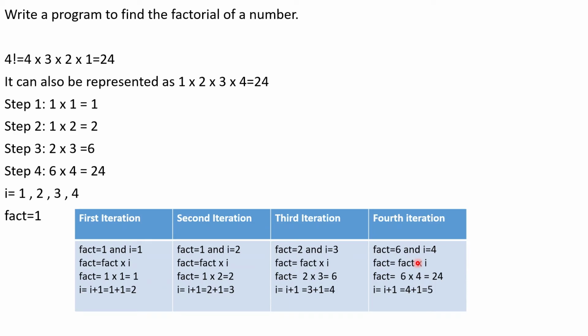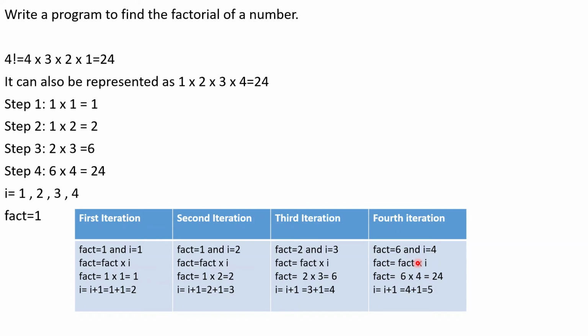The next program is to write a program to find the factorial of a number. The sample example I have taken here is 4 factorial. 4 factorial is represented as 4 into 3 into 2 into 1, that is 24. It can also be represented as 1 into 2 into 3 into 4, that's equal to 24. Each step you are performing here is just multiplication. Multiplication is the task we are going to perform in each step.